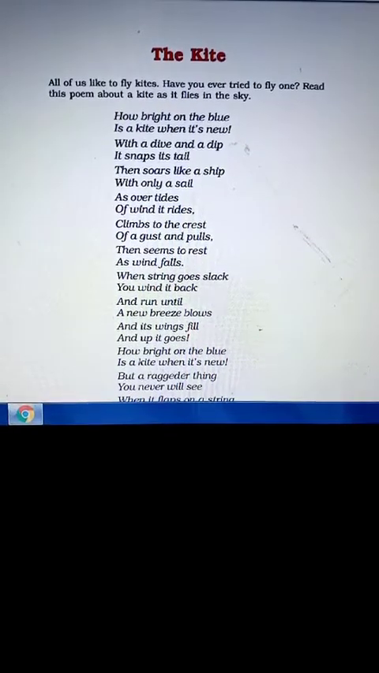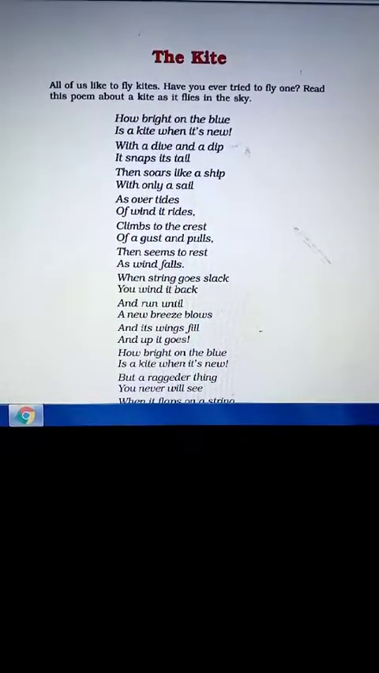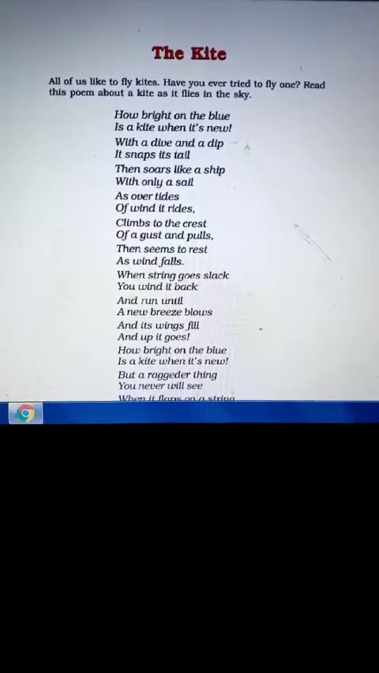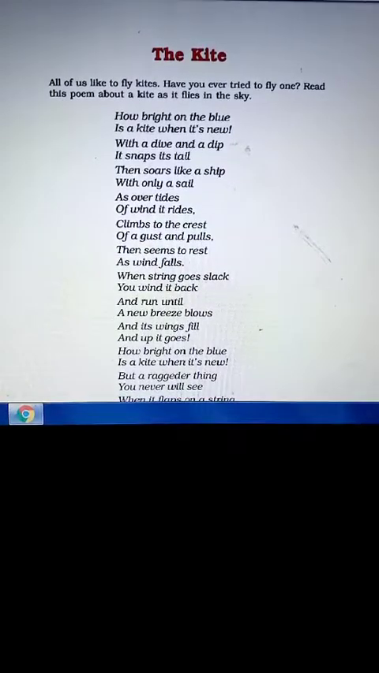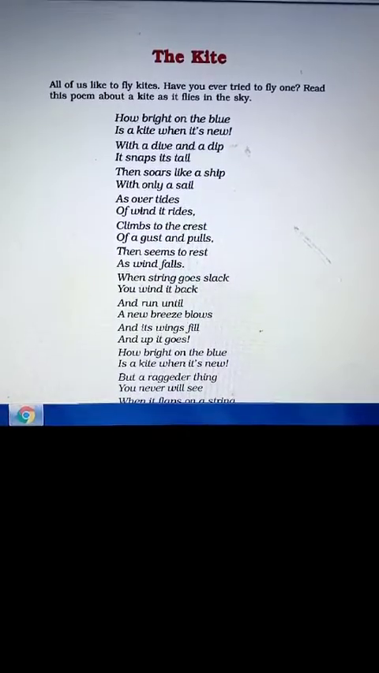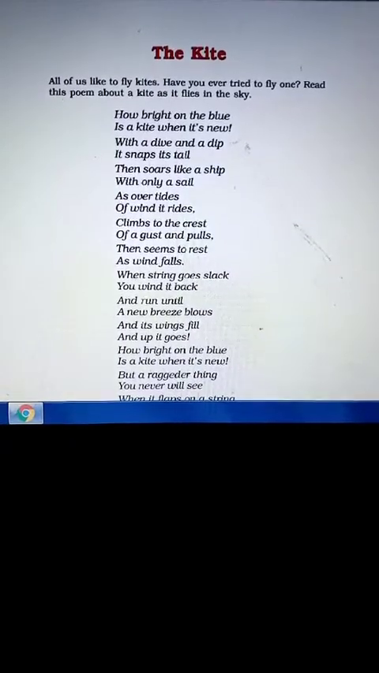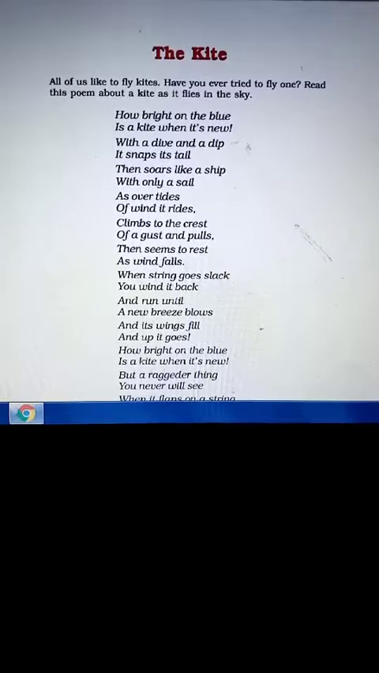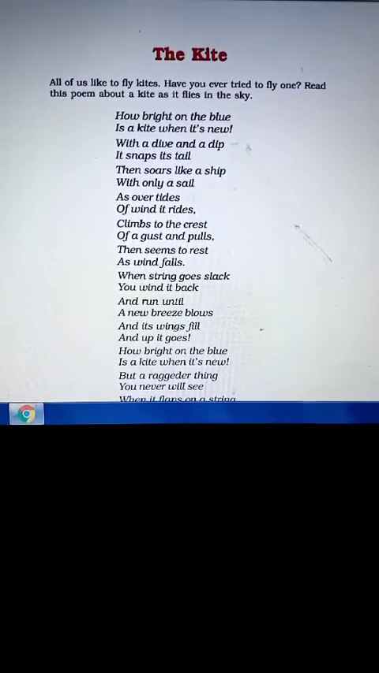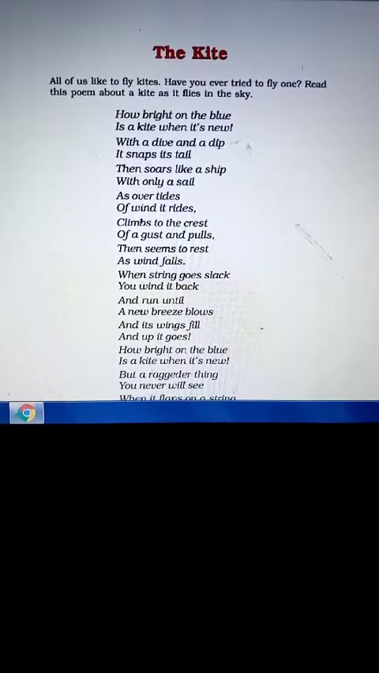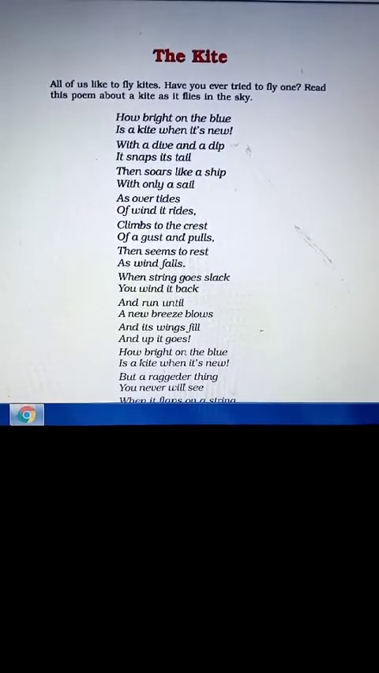Hello children, today we will learn English from class 6 Honeysuckle book, poem The Kite. We all love to fly kites. It looks beautiful to see those colorful kites flying in the sky. We all might have tried once as well. Let us today read and understand how a kite flies in the sky.